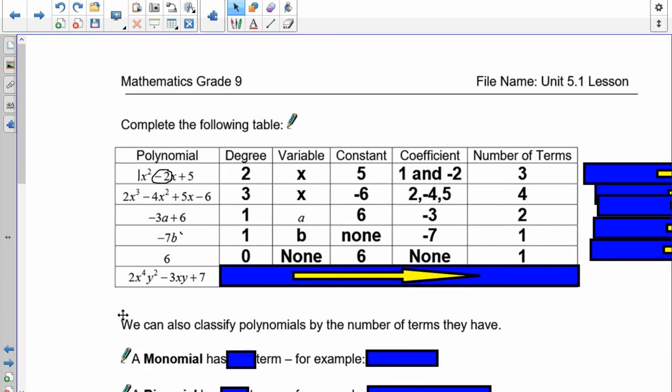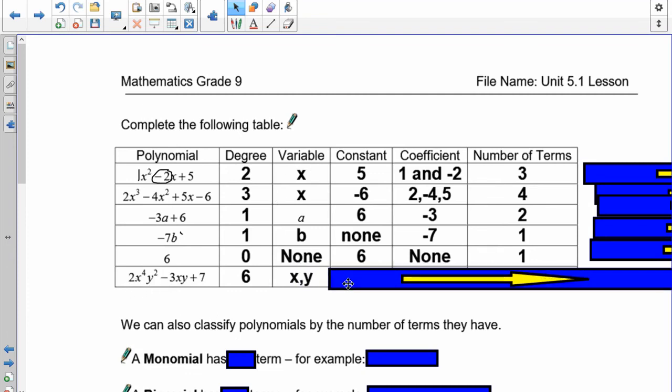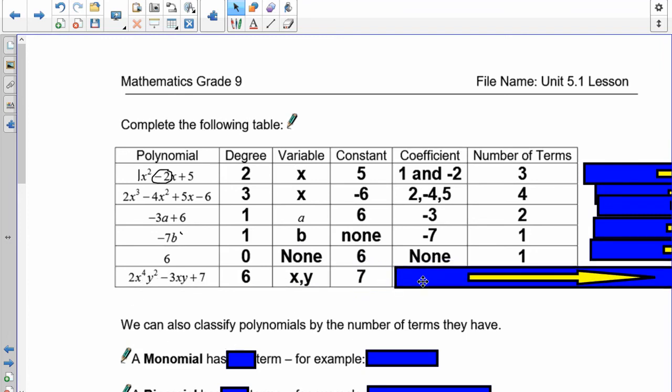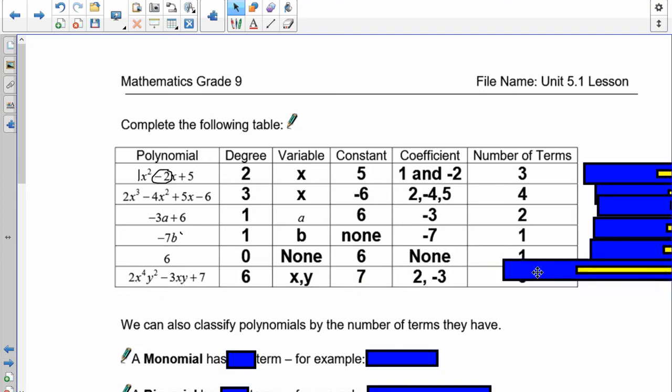Now, down here, remember, we have to add the exponents to determine the degree. 4 plus 2 means this is a 6th degree. The variable, we have x and y's here, so we have x comma y. The constant, the number by itself, is 7. The coefficient is a 2 and a negative 3. And it has 1, 2, 3 terms.